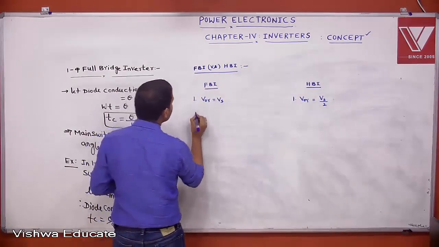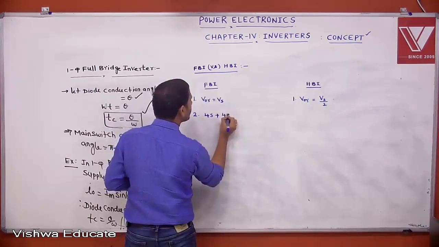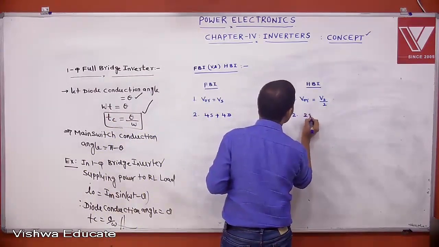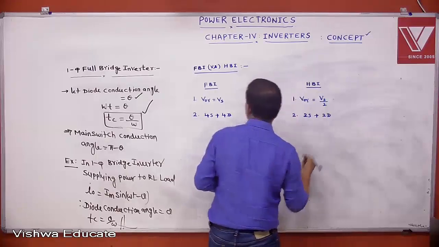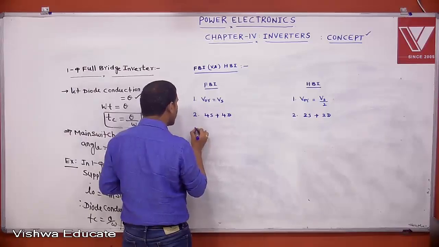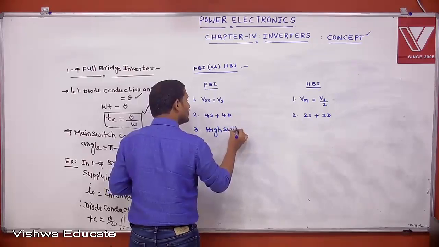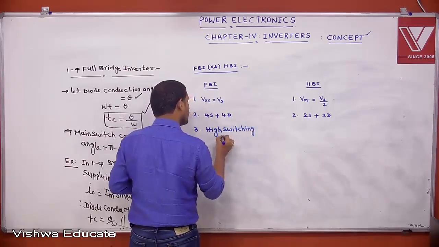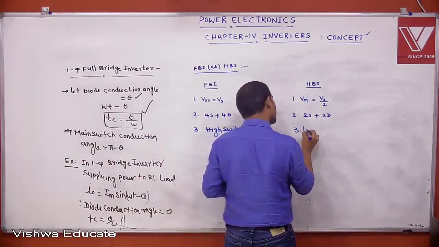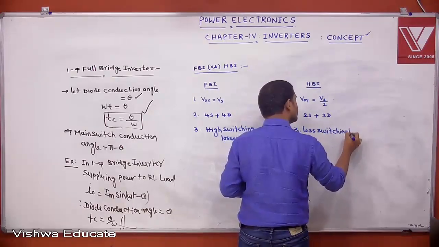How many switches and how many diodes? Four switches plus four diodes here. And here? Two switches plus two diodes. Because of the more number of switches and diodes, the full bridge has high switching losses. But the half bridge has less switching losses because of fewer switches and diodes.